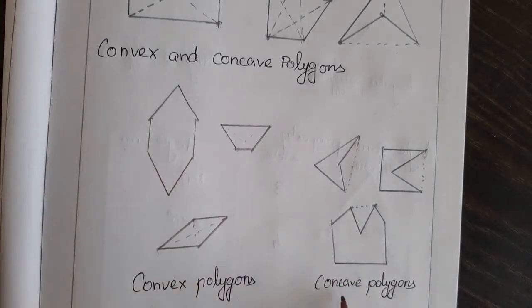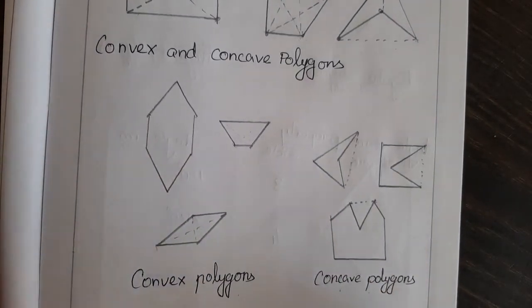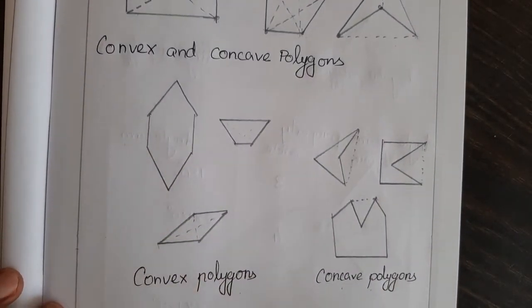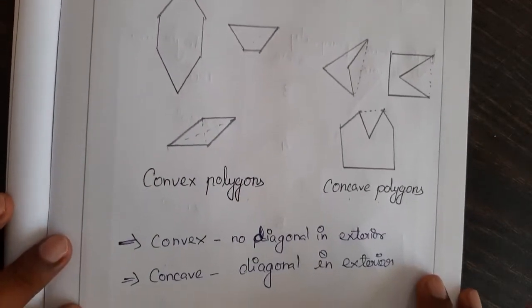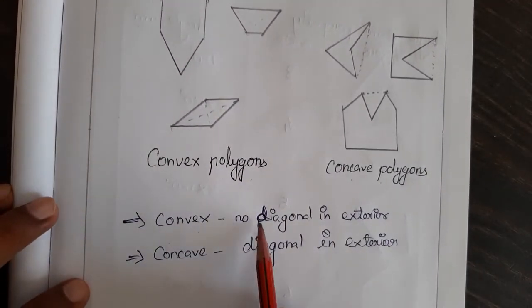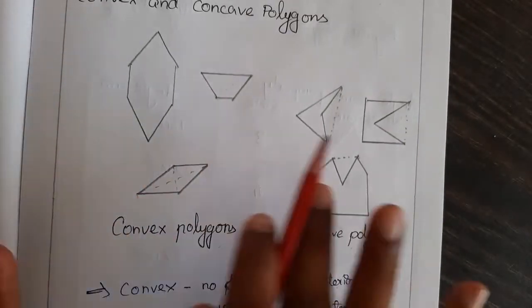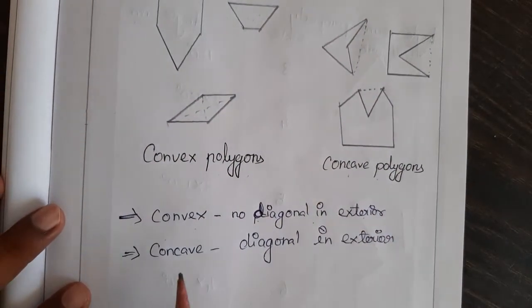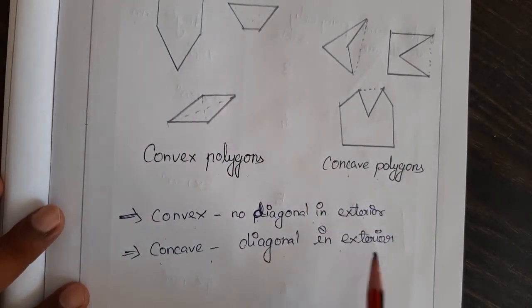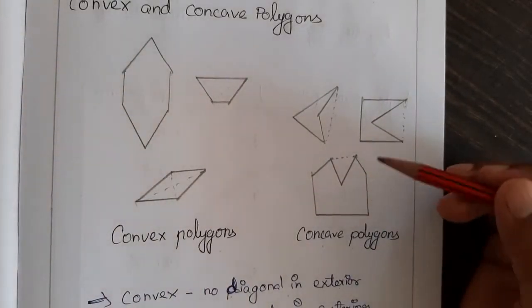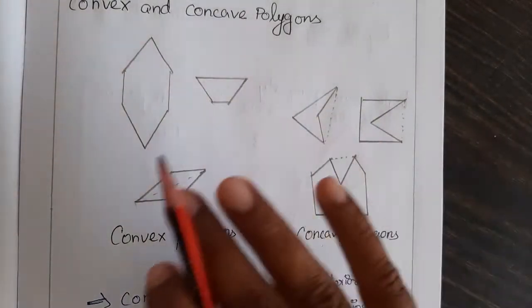Yes, that's the difference. The concave polygon can have a diagonal drawn in the exterior, where for a convex polygon it is not possible. You can check that. Convex: no diagonal in the exterior. Exterior, we cannot draw any diagonals. But concave: diagonals in the exterior. If it is possible to draw a diagonal in the exterior of the figure, then it is concave.